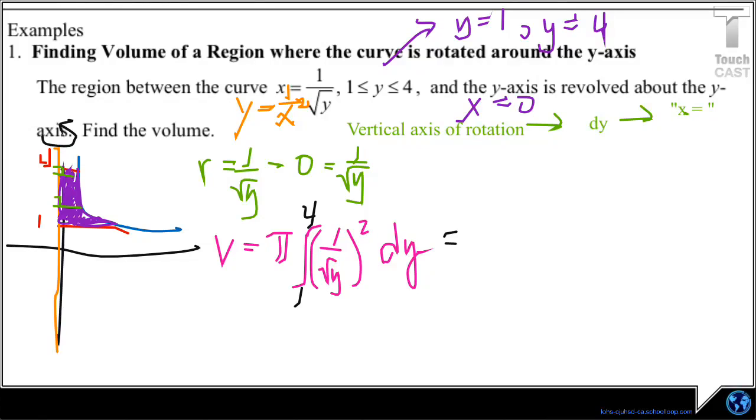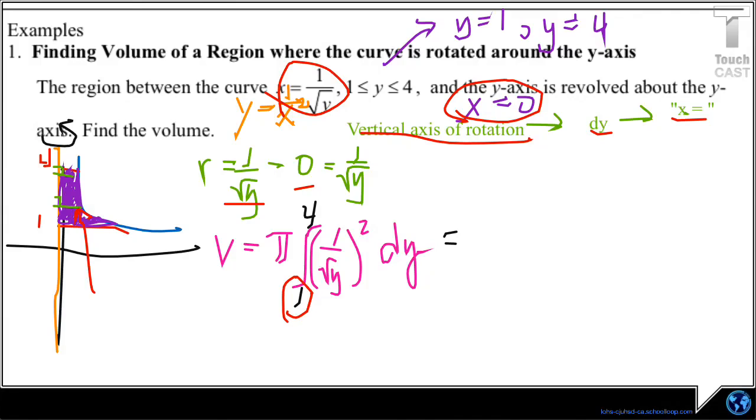So recapping what was on the last page, we are revolving about the y-axis. So I have a vertical axis of rotation, which means I want to use dy and have my equations all in x equals. I drew my radii perpendicular to that spin axis so that I could see them. And because I want my equations in x equals, I'm using 1 over the square root of y minus 0, x equals 0. Those were my two x equals equations. And my values for y, since I'm integrating with respect to y, go from 0 to 4.